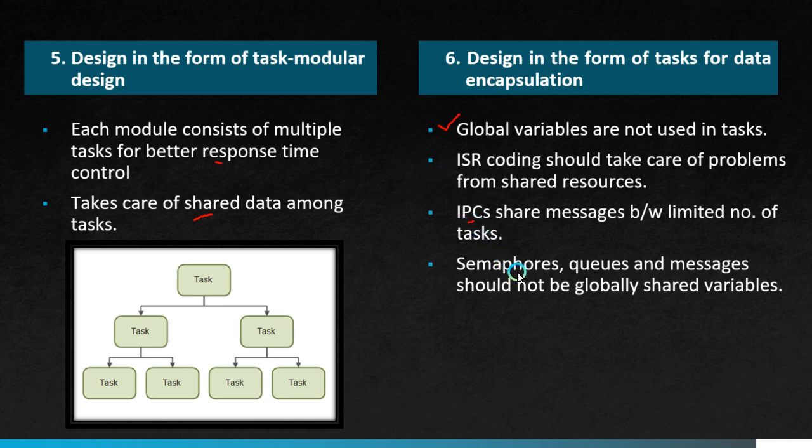Also, semaphores, queues, and messages should not be globally shared variables. Each should be shared between a set of tasks only and encapsulated from the rest.